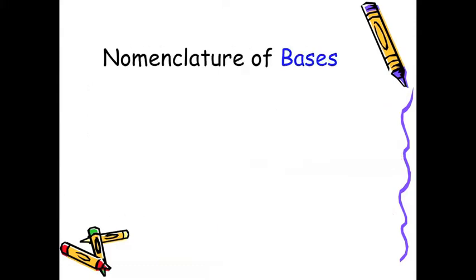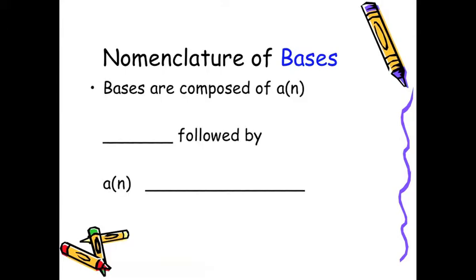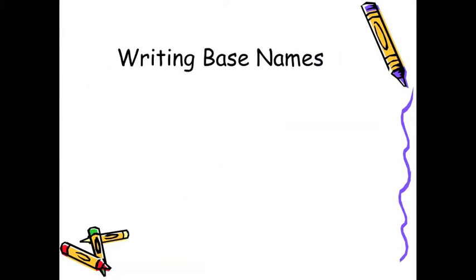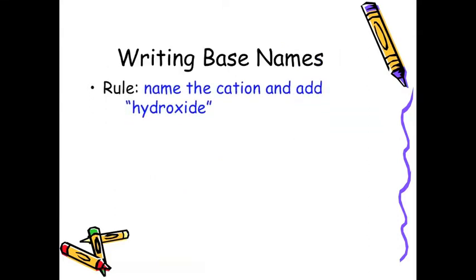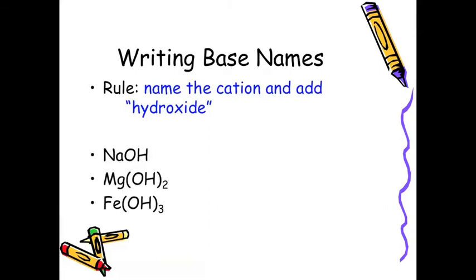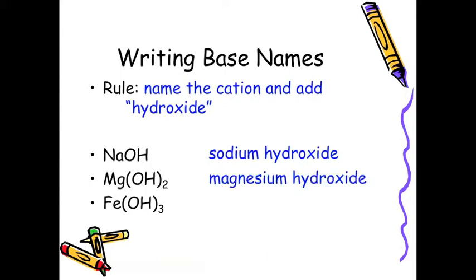As for the nomenclature of bases, we've done a little bit of this, but not all that much. Bases are composed of a cation followed by hydroxide. Now and then you'll get a base without hydroxide, but chemistry is the science of exceptions, so let's just say usually it has that OH-. So writing base names, the rule is name the cation and add on hydroxide. So NaOH, sodium hydroxide. Mg(OH)2, magnesium hydroxide. Fe(OH)3, iron 3 hydroxide. In this case, iron is a transition metal, so you have to add in that little Roman numeral.